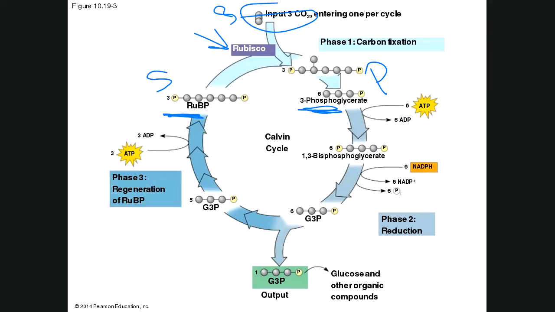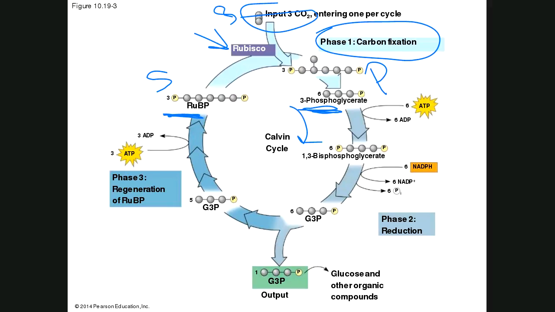Phase 1 of the process is called carbon fixation. In chemistry, when we say something's been fixed, it means it's been incorporated into something. And Rubisco takes the carbon dioxide, sticks it into RuBP to make 3-phosphoglycerate. So it's capturing, fixing the carbon. See what I mean? Now, to turn 3-phosphoglycerate into this next stuff, you're going to need some energy.